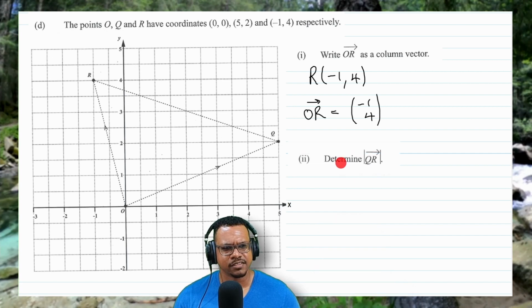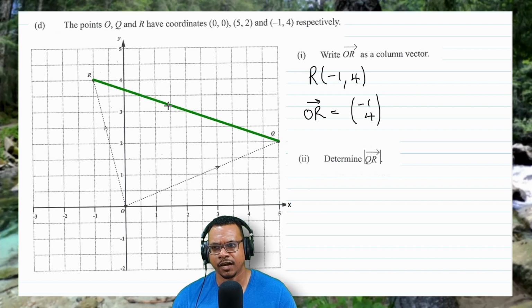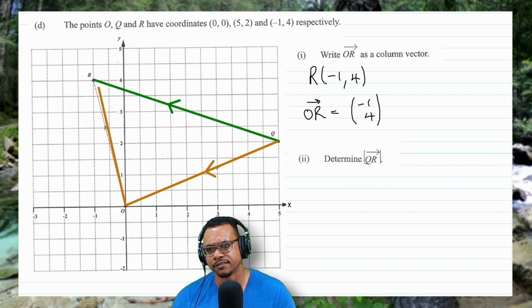Here they want to determine the length of the vector Q to R. So again, this would be Q to R here. The arrow will point this direction, Q to R. This vector here is pointing in the right direction. The head of this is connected to the head of my resultant. But the tail of this vector needs to connect to the tail of my resultant. So this vector needs to go in this direction.